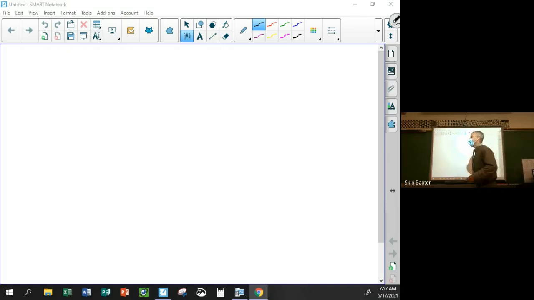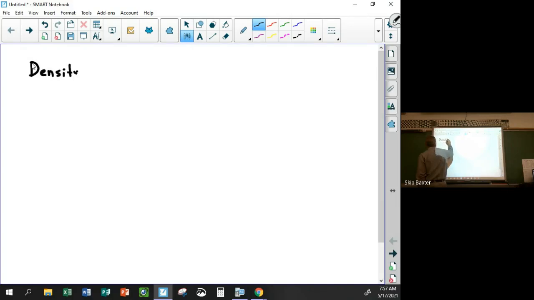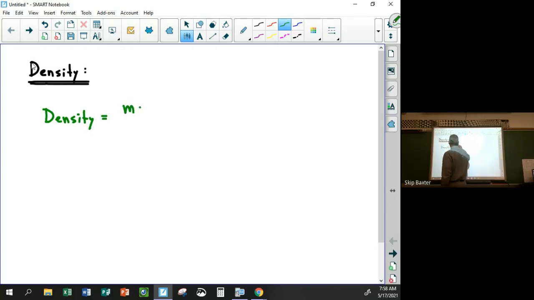All right, so the last topic for the test then is density, which I'm sure you talked about in science at some point. It's very closely related to volume, obviously. Does anybody know the density formula? Mass over volume. Yeah, mass over volume. So density is mass divided by volume.